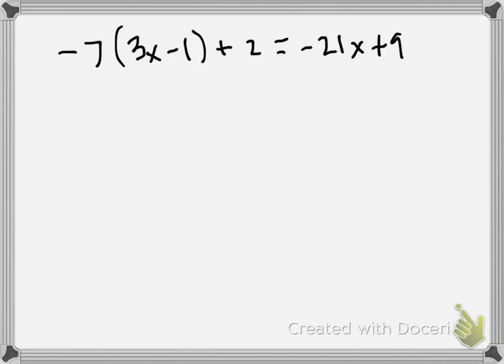So not much I can do on the right. Negative 21x plus 9, those terms are not like. They have different variable parts, so I can't do much over there. But on the left, I can start by distributing this negative 7, just like we did in the first problem that we did. So negative 7 times 3 is negative 21. Negative 7 times negative 1 is positive 7.